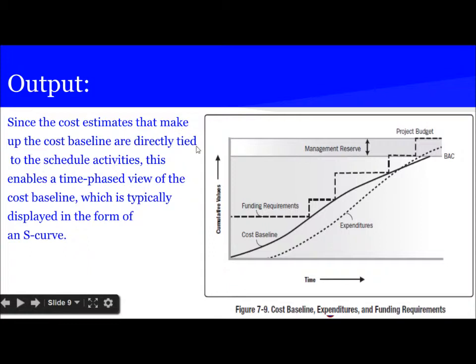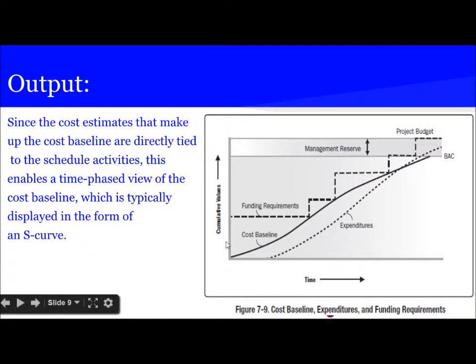Since the cost estimates that make up the cost baseline are directly tied to the schedule activities, this enables a time-phased view of the cost baseline, which is typically displayed in the form of an S-curve. So here we can see that in the first quarter the funding requirement is here, and in second quarter it goes up to here, in third quarter it goes up to here, fourth quarter it goes up to here, and then there is a management reserve, and the total thing is project budget.